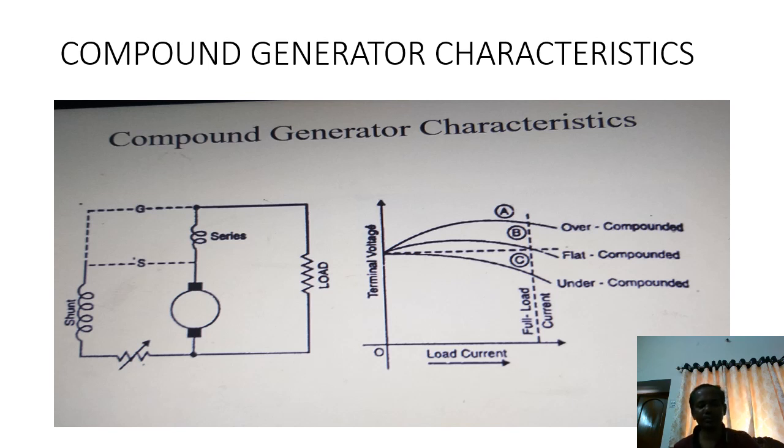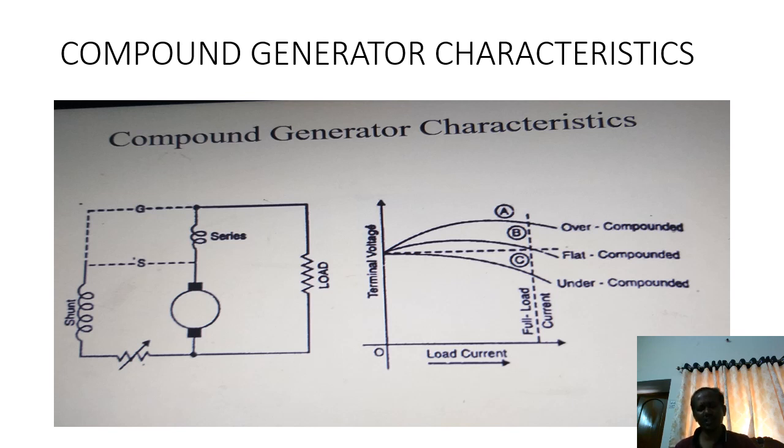The load, terminal voltage and load current. But there are very different conditions in the case of series and shunt field windings: a combination of cumulative compound generator and differential compound generator. These are the two conditions we are observing.